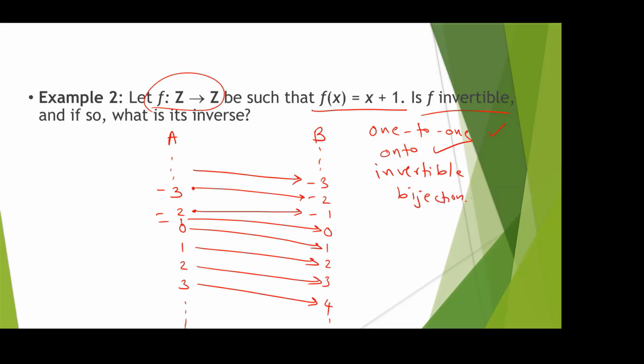Now, what is its inverse? Again, if we change the arrow directions, that will be my inverse. From -2, I need to go to -3, from -1 to -2, 0 to -1, 1 to 0, and so on. So in other words, the inverse is y minus 1. That will be the inverse of this function f. So even if the domain and codomain are infinite sets, we can still figure out if the function satisfies these properties or not.